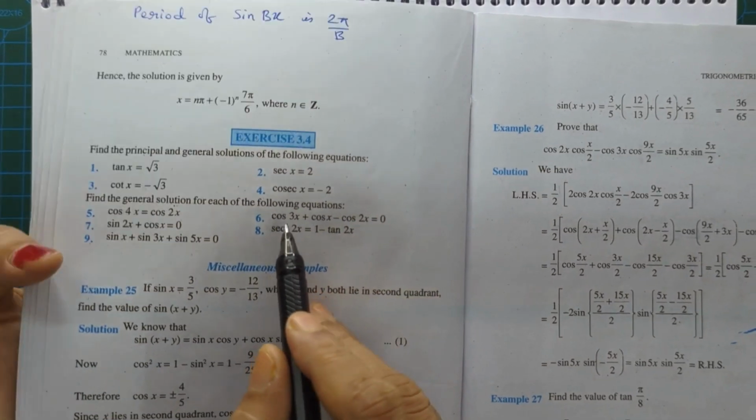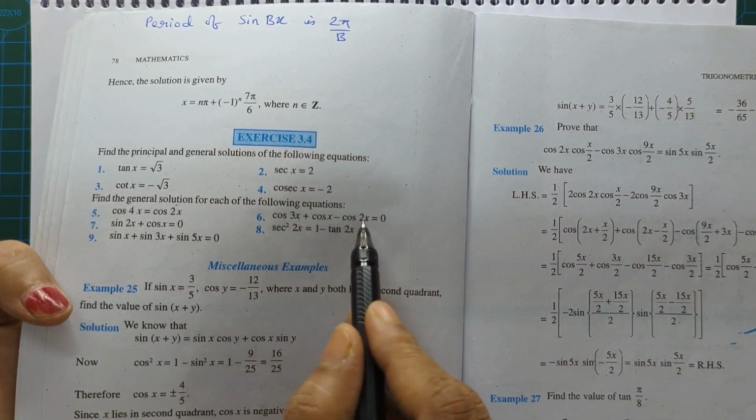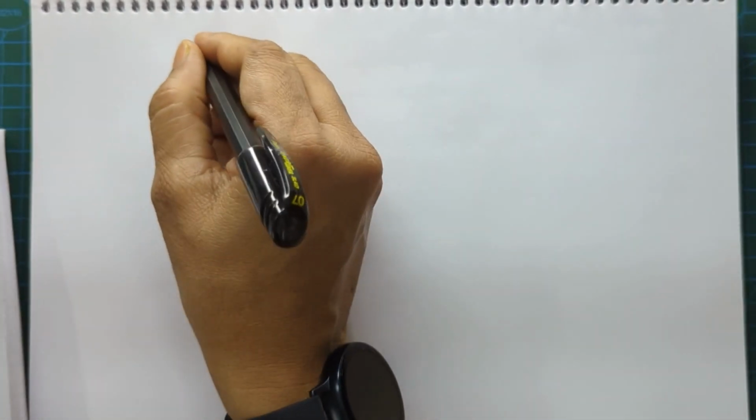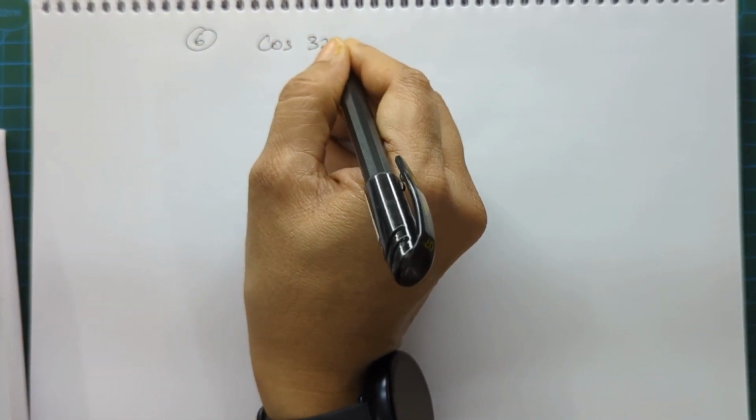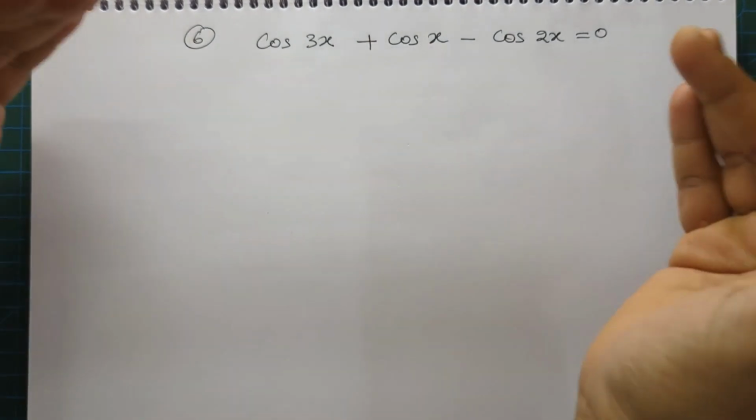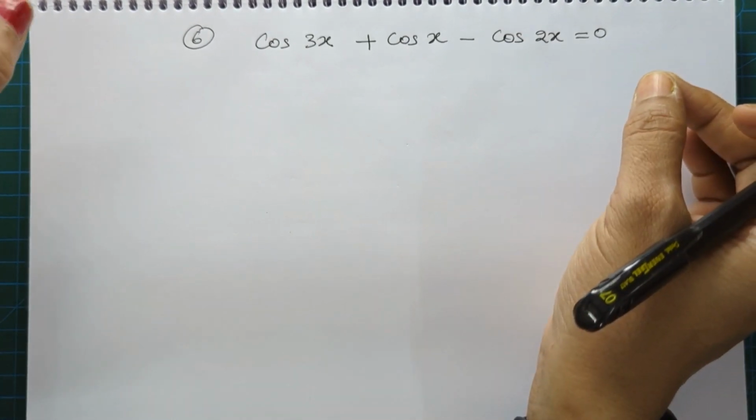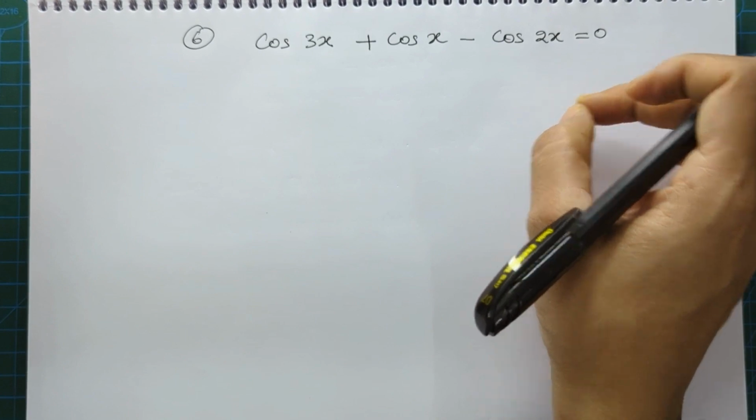The next question is cos 3x plus cos x minus cos 2x is 0. We are supposed to find its general solution. So, the sixth question. To find the solution to this, first we have to condense this in the form cos x is equal to cos y, so that we can write x is equal to 2n pi plus or minus y.